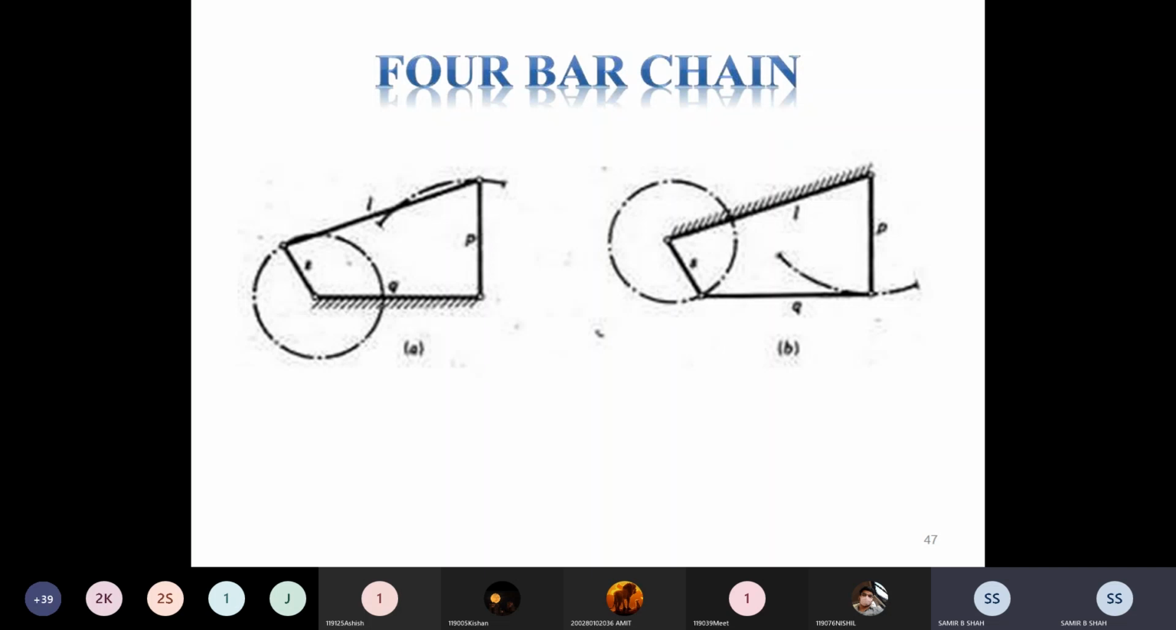Now talk about the 4-bar chain. This is the look of a 4-bar chain; you can see it here. Right now in figure A, one link is fixed. That's why it is called a 4-bar chain mechanism. This is the first link, this is the second, third, and this is the fourth link. Now I change the fixed link. First this link was fixed, now this link may be fixed. It means that different links are fixed one by one, so it is one kind of mechanism. It is called one kind of inversion of mechanism, a 4-bar chain inversion.